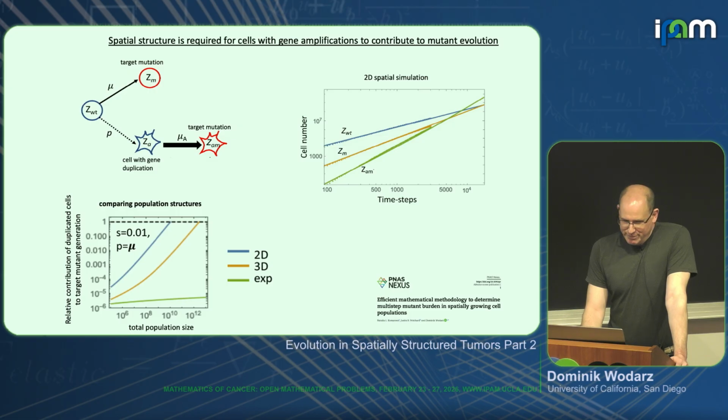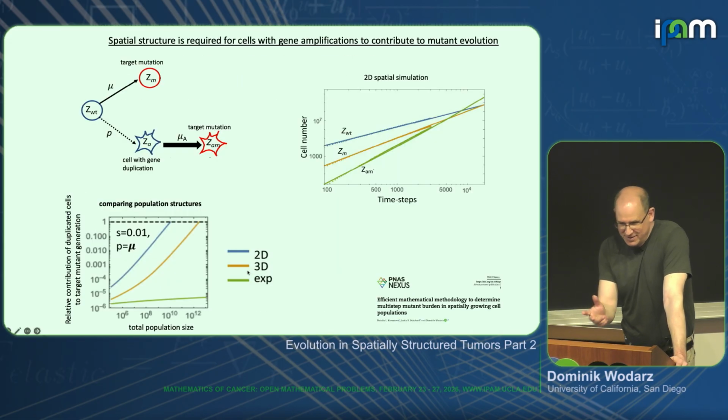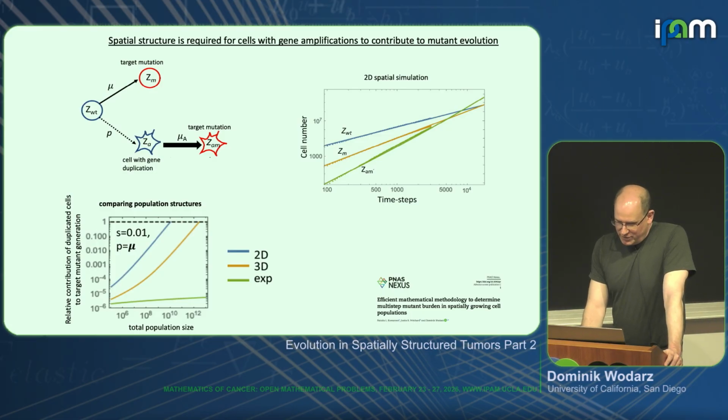And this gene amplification pathway, similar things apply to things like genetic instability. You can develop mismatch repair deficiency, then have a higher mutation rate, same thing. So there are interesting things going on here. And what this analysis is telling us is that the spatial structure is really important.